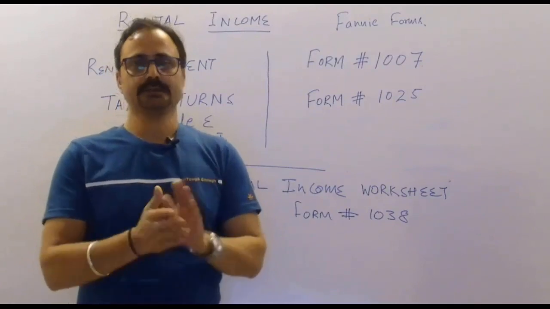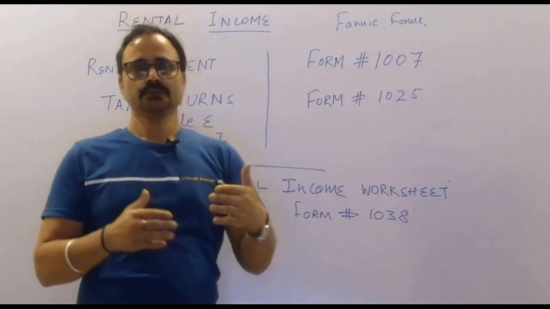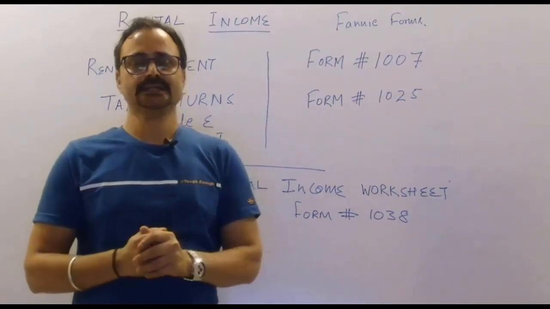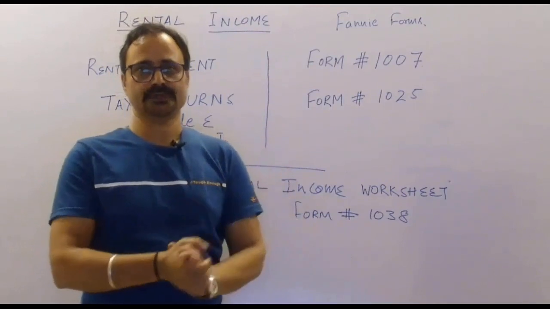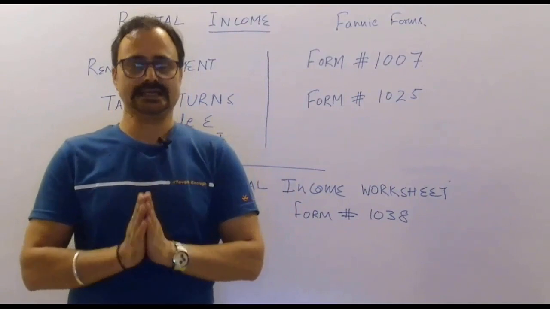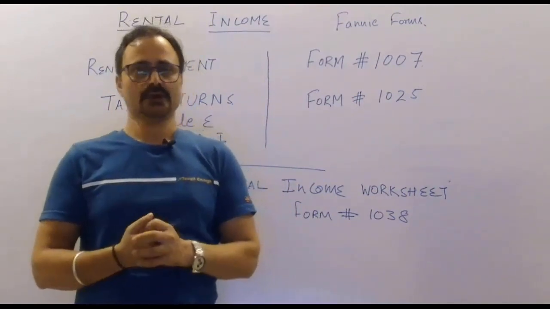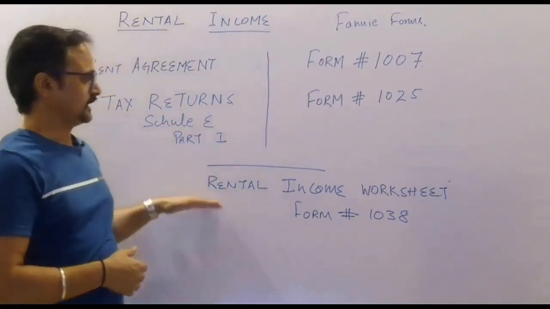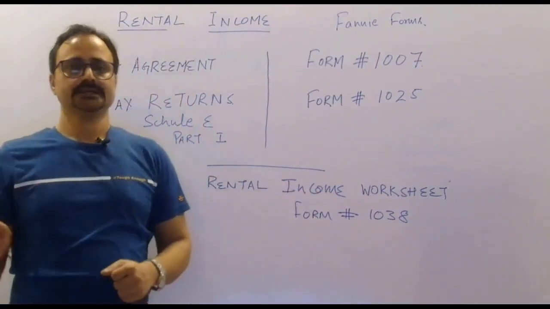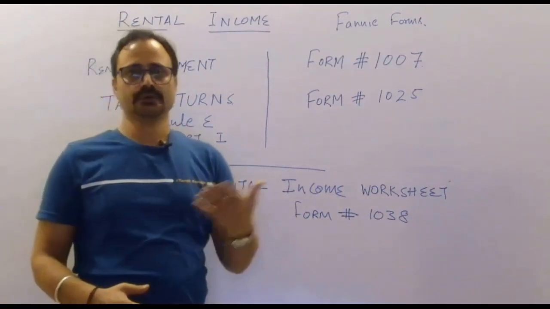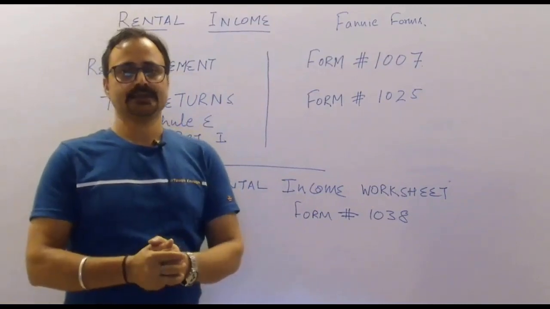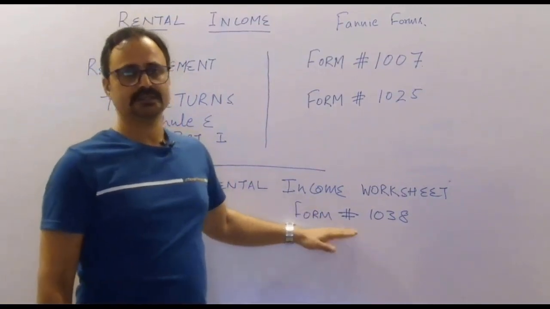I have already uploaded one video related to income calculations, right? To calculate the income, we can easily go to Google, go to your Internet Explorer, and just type Fannie form 1038 and you will find a calculation form, right? That is called the rental income worksheet, form number 1038. You can easily access it from Google, and you can utilize it, right? I have already created a video on that.